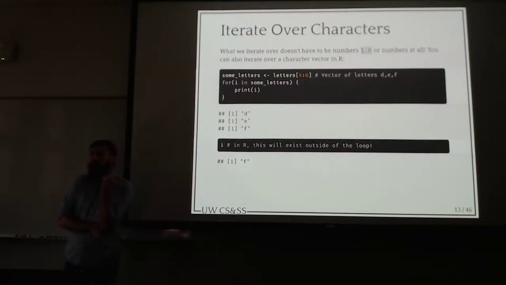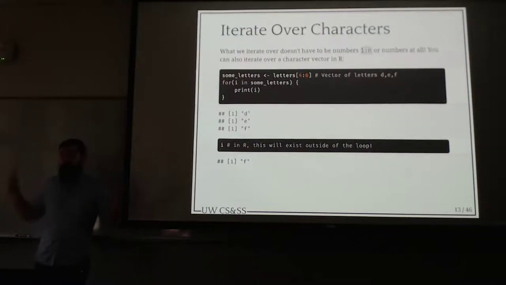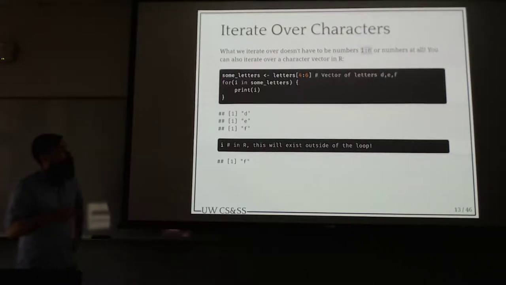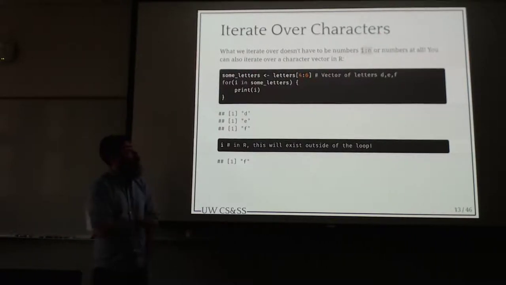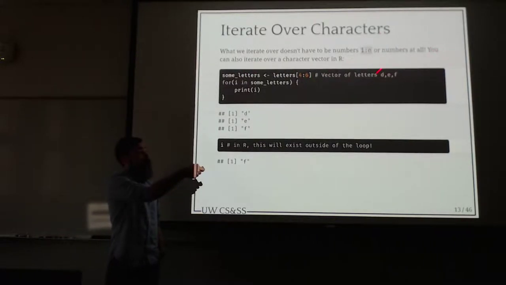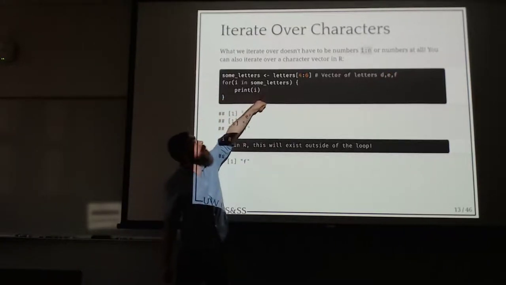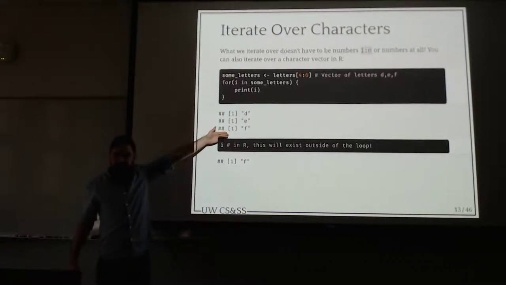Another thing is that what we're iterating over doesn't have to be numbers like 1 to n. It doesn't have to be numbers at all. We could also iterate over a character vector. For instance, here I'm saying some letters is equal to the 4th through 6th letters of the alphabet. That is the letters D, E, and F. Then I say, for I in some letters, print I. It prints D, E, and F.